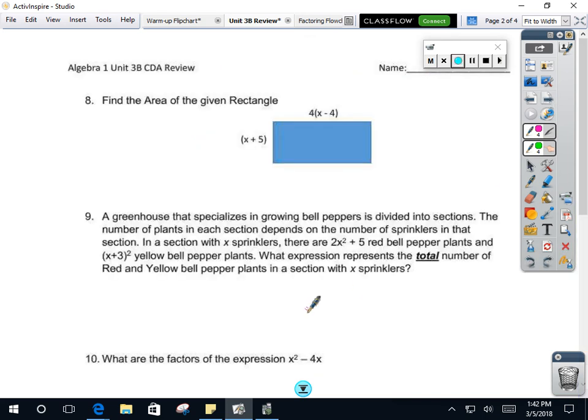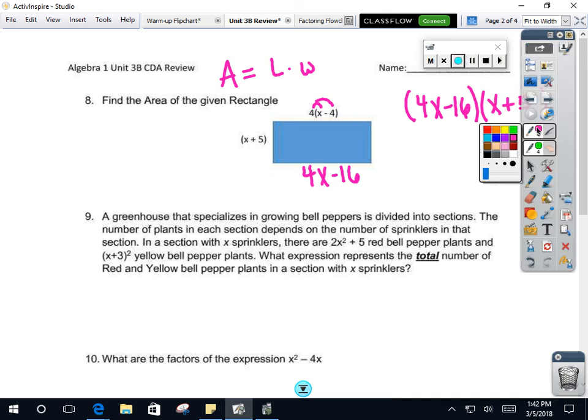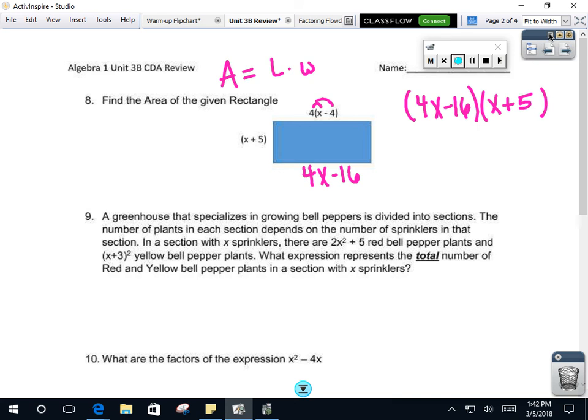All right, number 8 is also an area problem. So we already discussed that to find the area of a rectangle, it's length times width. But before we start that process, what would make it easier for us? Correct. Go ahead and simplify your length by distributing that 4. And now the length becomes what? Correct. So now to find the area, you do the length, which is 4x minus 16, times the width, which is x plus 5. And now you just double distribute, or some people call it FOIL.